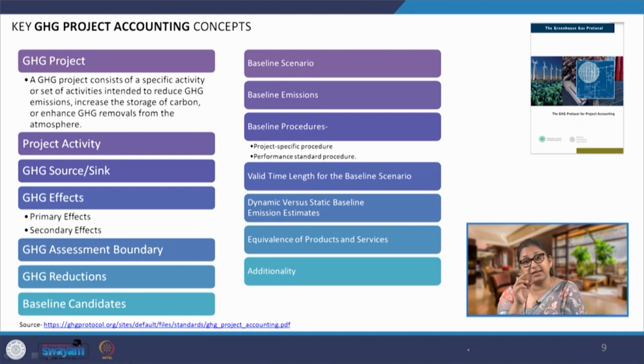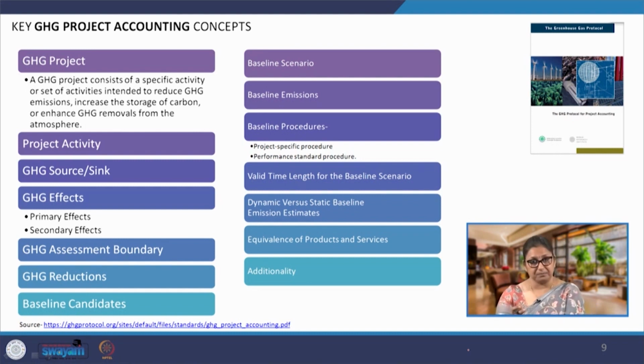Once we have identified those sources and sinks, we will know and also calculate the GHG effects. What are the primary effects and what are the secondary effects? Alongside, we will define the GHG assessment boundary. The boundary may be defined along with the GHG project and the project activity. Largely it is done there or almost parallelly. So, the assessment boundary has to be clearly defined. What is my organizational boundary and what is my operational boundary?